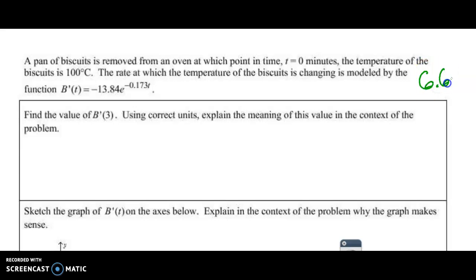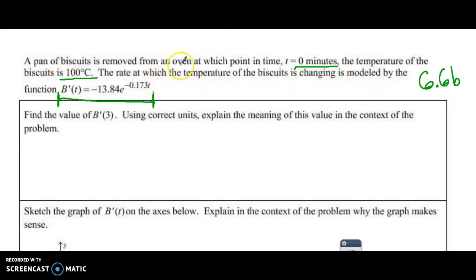Welcome back, Calc. We are on 6.6b, and what we have is a problem where we are going to need a calculator for, and we have this context right here. Make sure you do read the question though, because there's definitely an important statement right here. At t equals 0 minutes, the temperature of the biscuits is 100 degrees Celsius.